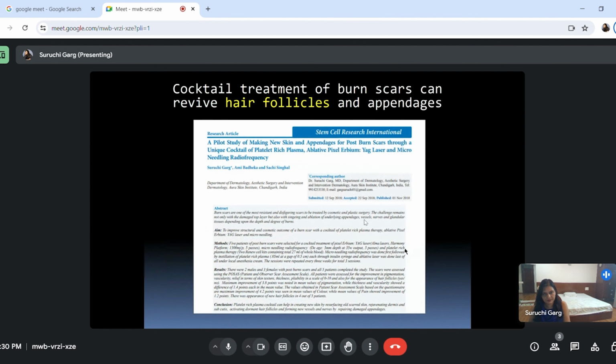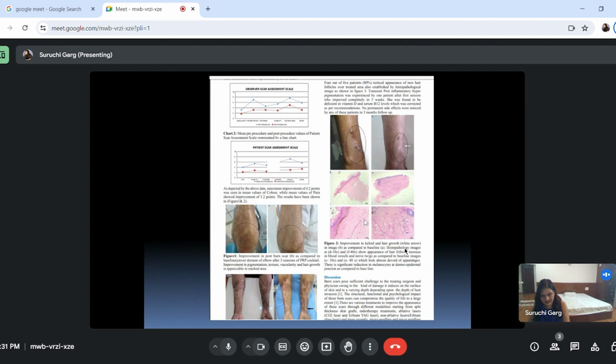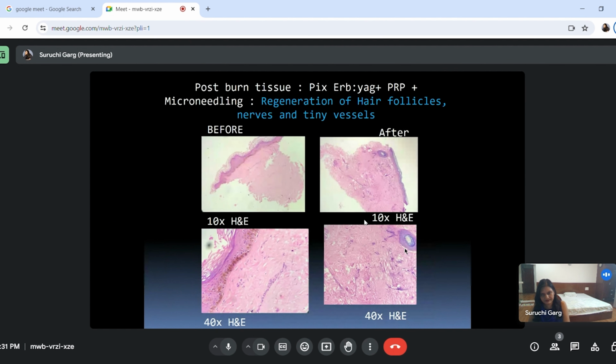Now I'm going to talk about the burn scars, and we have reported the revival of hair follicles and appendages, again with a cocktail of PRP, erbium YAG laser, and microneedling radiofrequency. This was a case series of different patients, and here we've taken the biopsies before and after the procedure. You can see the before section shows a completely barren area. There are no hair follicles and there's paucity of neurovascular bundle. Whereas the after photograph shows tiny hair follicles, and there are more vessels and nerves to be seen.